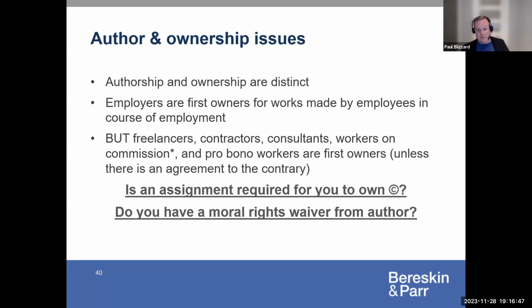But if you have a concern, what I recommend is contacting a lawyer and having them evaluate the specifics that you need in order to ensure that you have an assignment, and as well that you have moral rights waivers that can cover the creation of any works that you might have your employees or independent contractors doing.